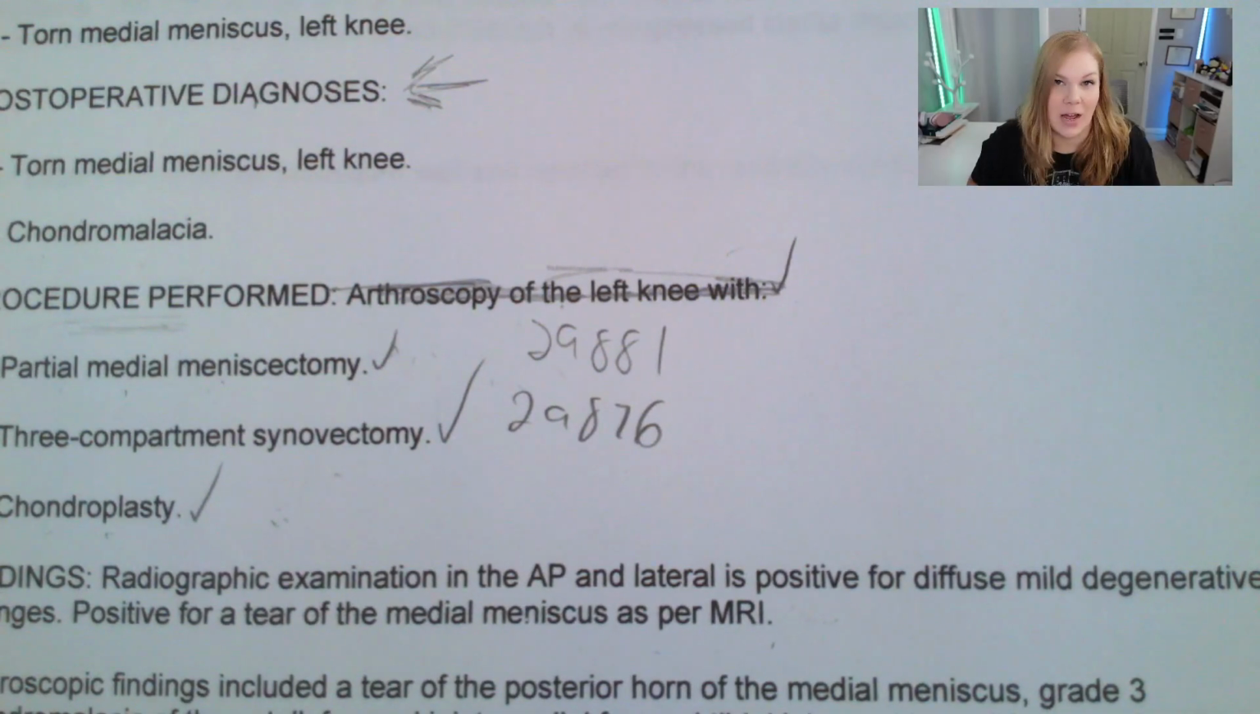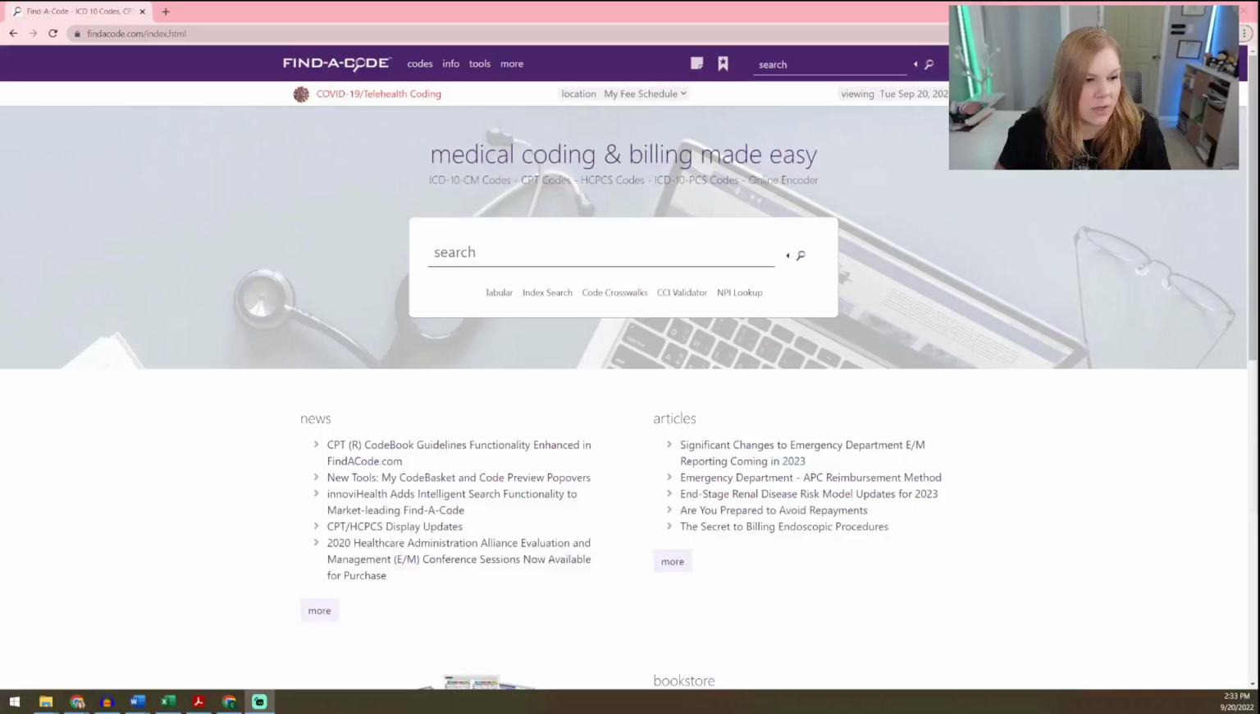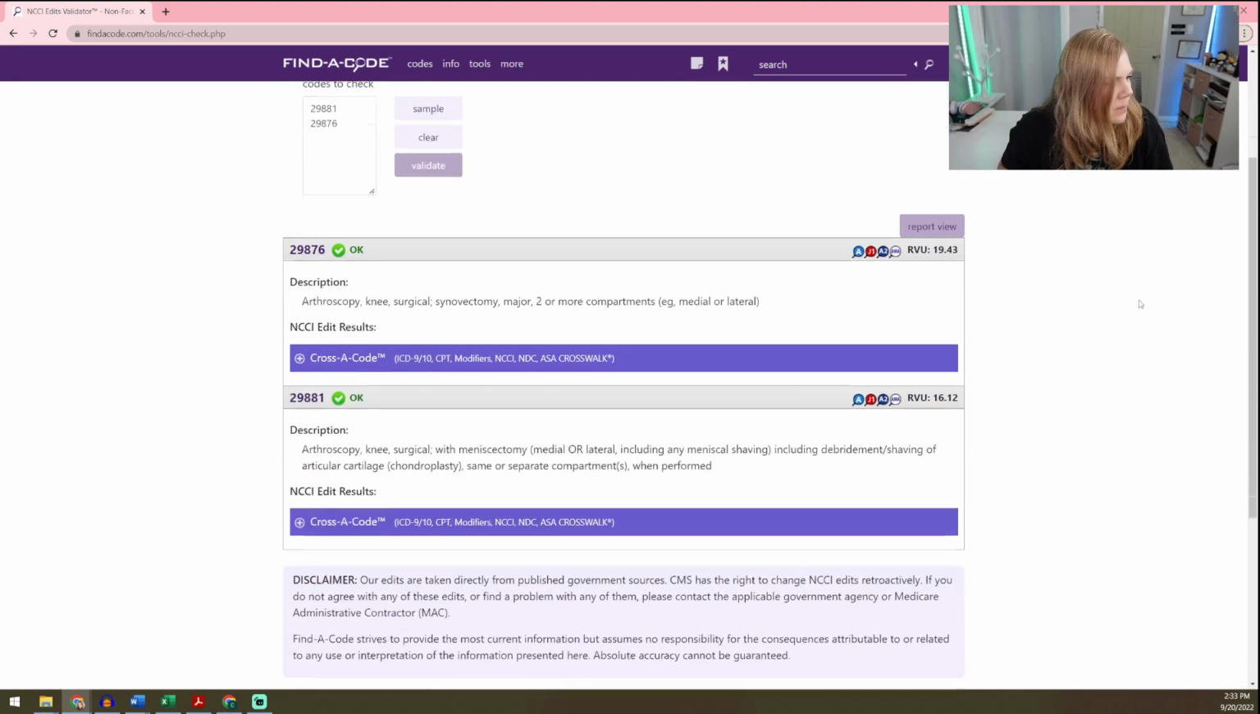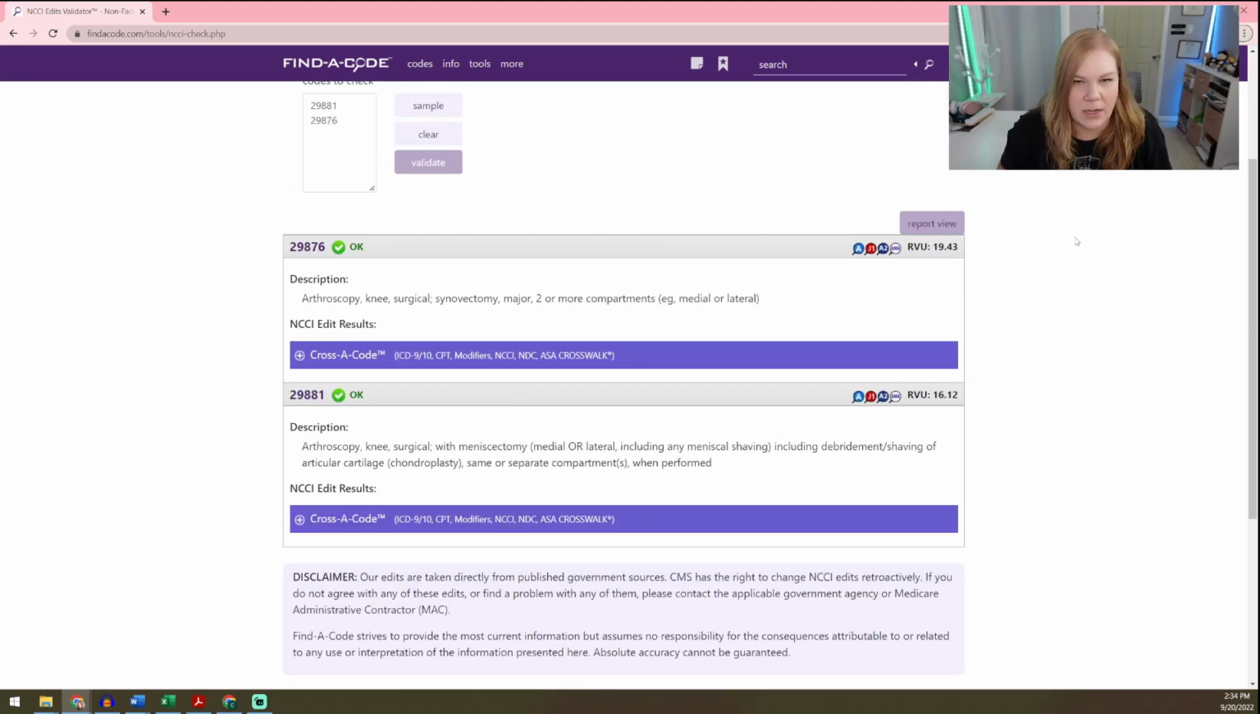Now, when we have 2 codes, what order do we put them in? Which goes first, which goes second? Well, they go in RVU order. So first off, let's check our CCI Validator, make sure that we don't have any CCI edits between these 2 codes that we have, 29876, validate. And we can see here, it kind of puts them in order for us, and you can see the RVU value. So 19.43 versus 16.12.